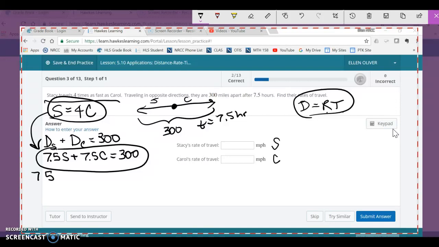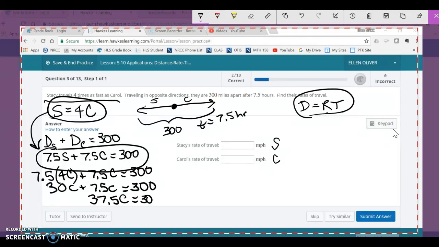So 7.5S, instead of S, I'm going to write 4C plus 7.5C is 300. 7.5 times 4 is 30. 30C plus 7.5C. So 37.5C is 300. Divide both sides by 37.5.